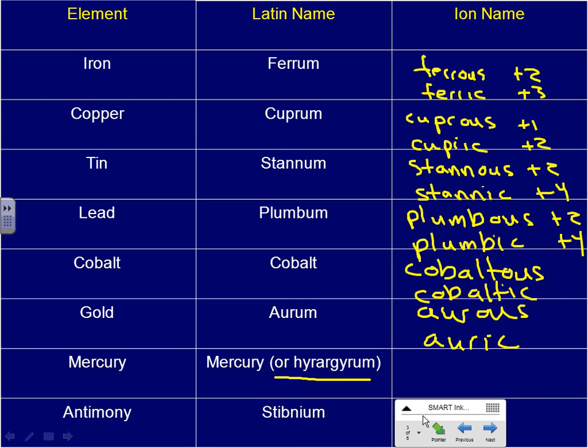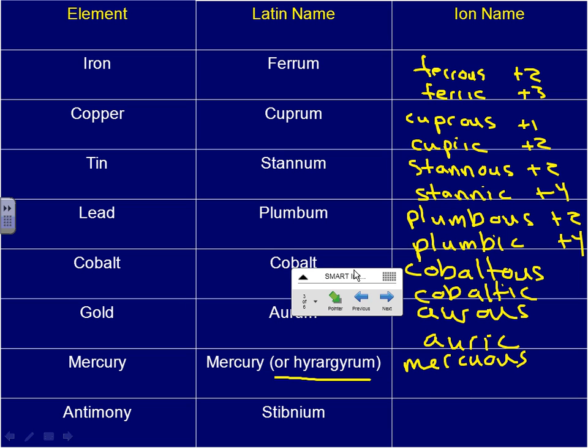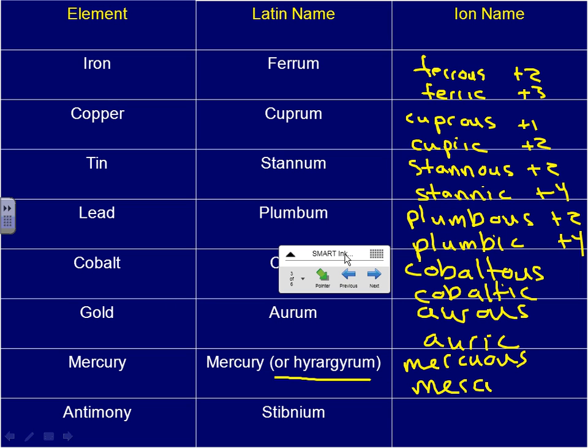So for mercury, maybe because no one can actually say this word, they say mercurous and mercuric. And antimony is stibium. Again, like where does that come from? That's where it comes from. Antimony is stibium, and so that's stibous. That's funny too. And stibic. And again, you can check your table for the charges.